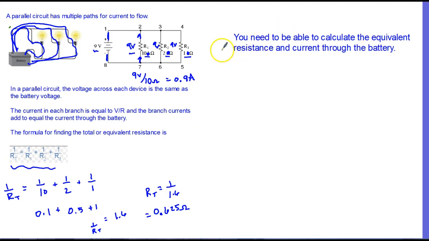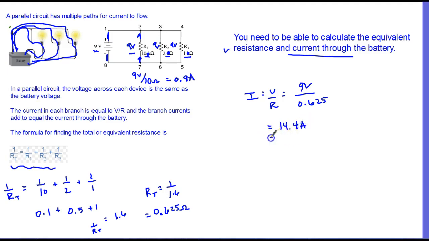Okay, so we know how to calculate the equivalent resistance and the current through the battery. That's easy. I is V over R, and so 9 volts divided by 0.625 is 14.4.